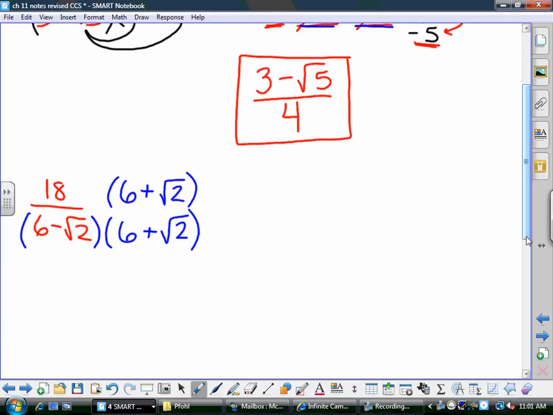On the top of the fraction, you need to multiply the 18 to both parts. So 18 times 6 is 108. And 18 times the square root of 2 is 18 square root of 2.